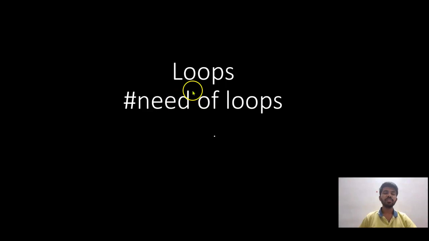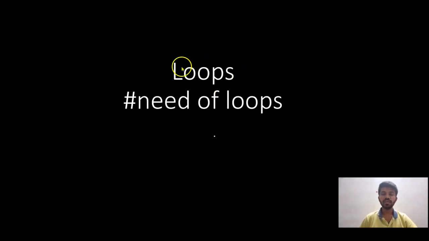For a real world example, human breathing. A human keeps breathing until he dies. Humans take in oxygen and release carbon dioxide until he dies. When the human being stops breathing, it is a sign that he is no more. So this is an example of loops in the real world.